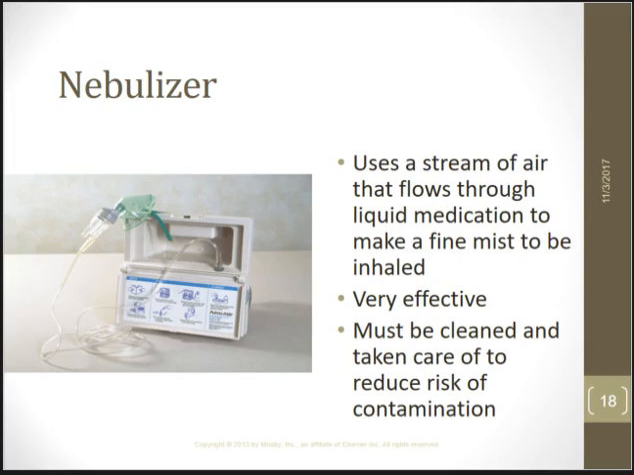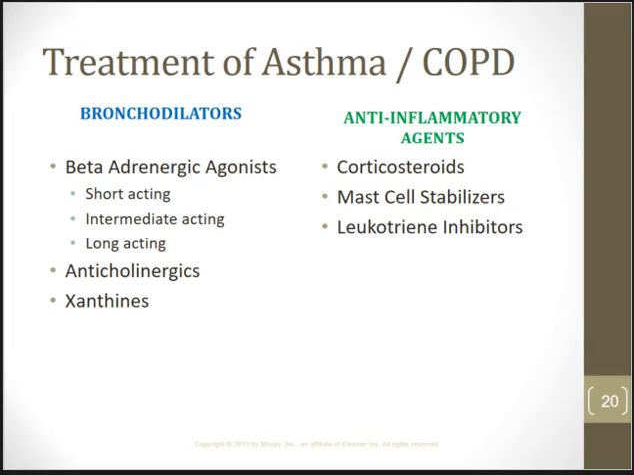Now, let's start talking about how we would treat these disorders. So, in treating asthma or COPD, there's basically two groups of medications that we use to treat them. We have the bronchodilators, so they're going to open up the air passageway so that it's easier to move air in and out. And that includes beta agonists, and those beta agonists could be short-acting, intermediate-acting, or long-acting.